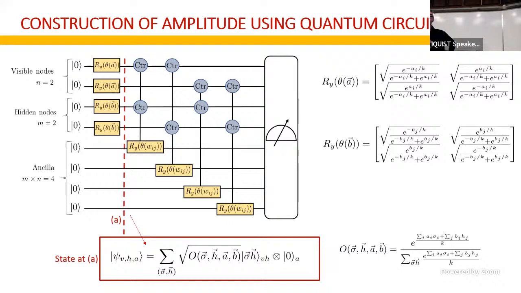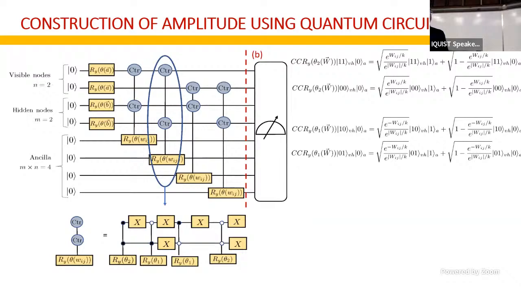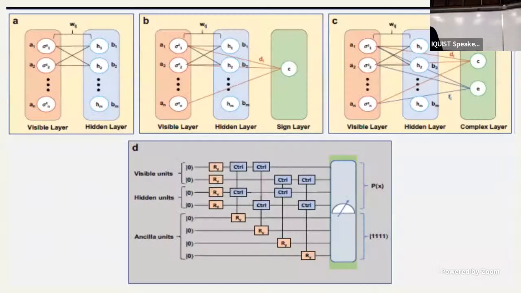Then to build the omega ij's, the coupling between the two layers, the visible and the hidden, I need control-control rotations, and you see the angles here with omega ij. So this is the quantum circuit that we build, and we show it can successfully sample the distribution and get the amplitude of the wave function. At the end, we start with two, then we add one phase, make it complex, and then we do the sampling.